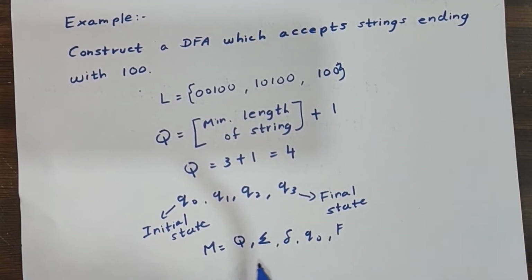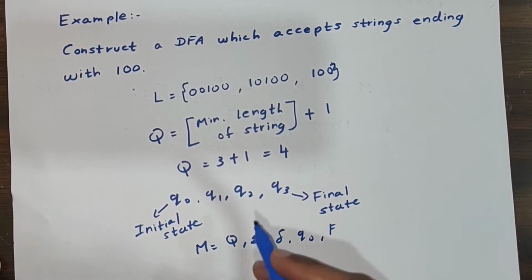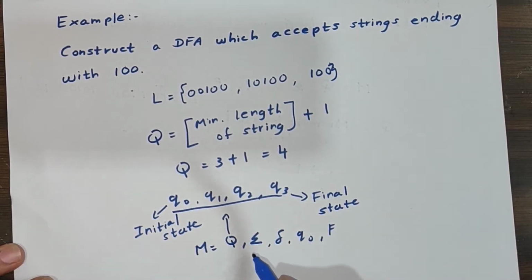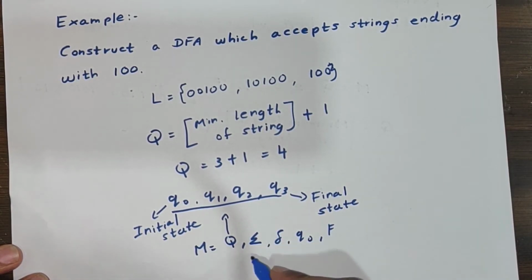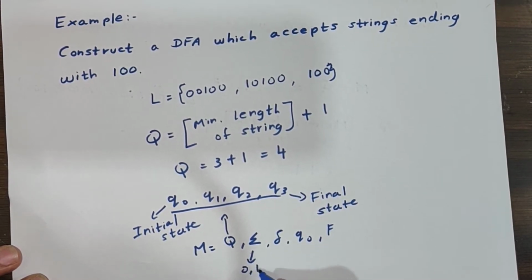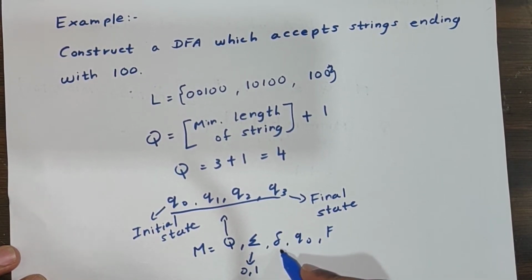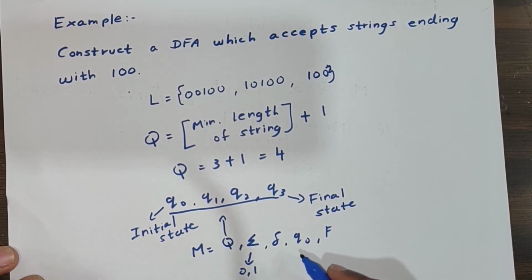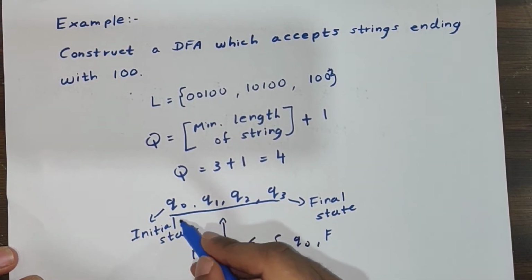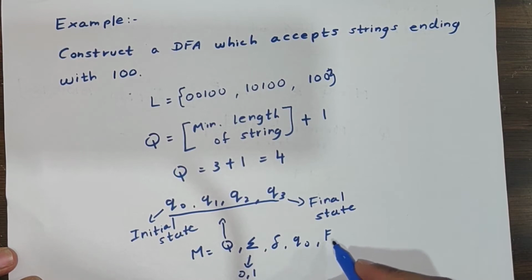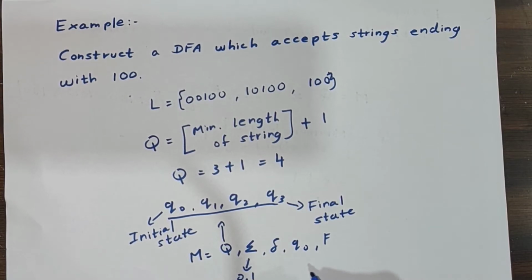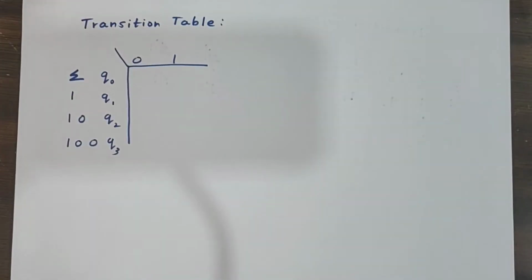So in this mathematical representation, we got Q as the states. These are the total states, and sigma is the finite set of input symbols. Let us take it as 0 and 1. Delta is the transition function, which we'll construct using the transition table. Q naught is the initial state, so here we are taking Q0 as the initial state, and F is the final state, so Q3 is the final state. Let us now construct a transition table. We'll see a shortcut method to construct the transition table.